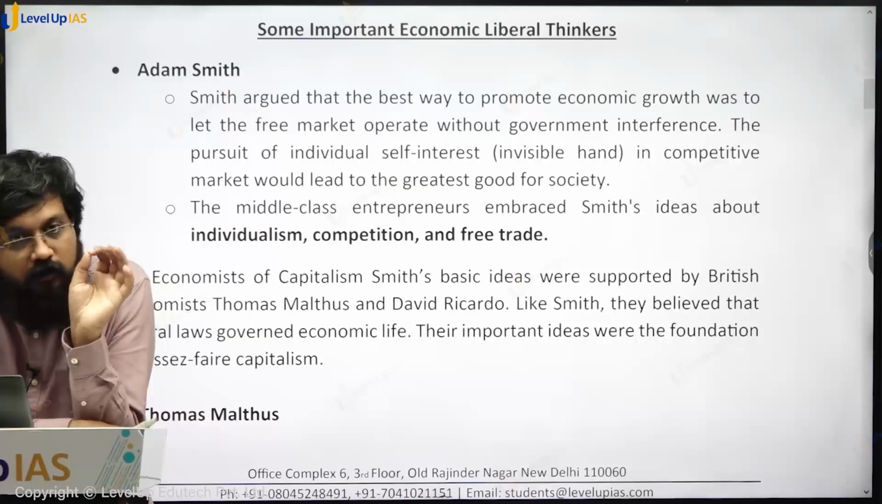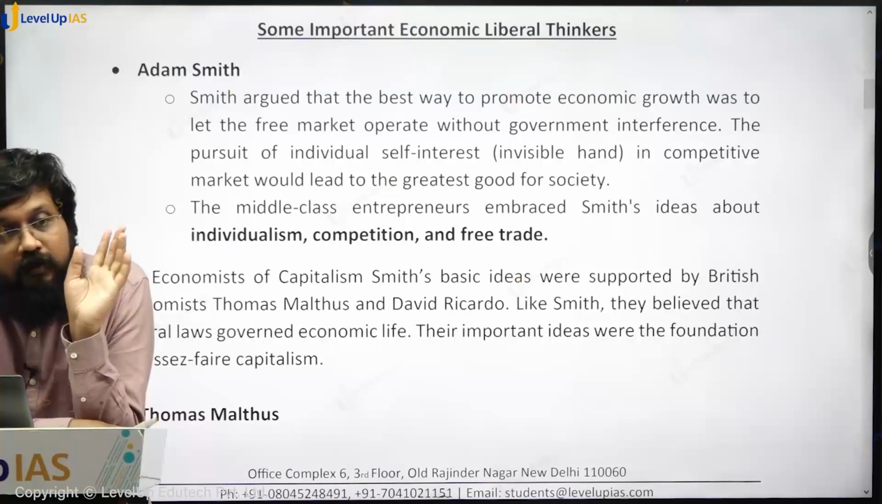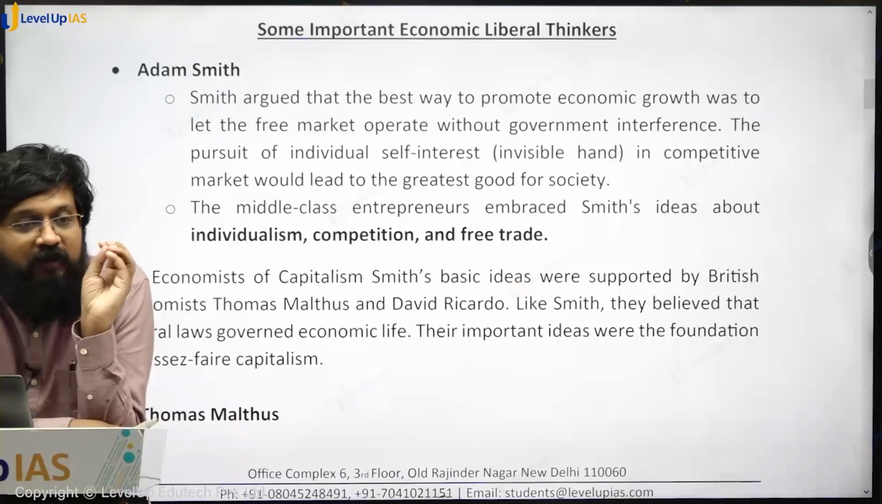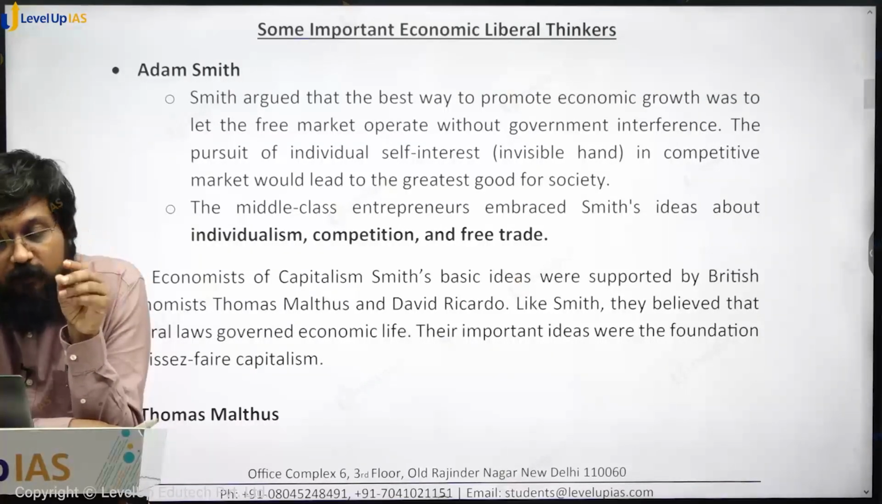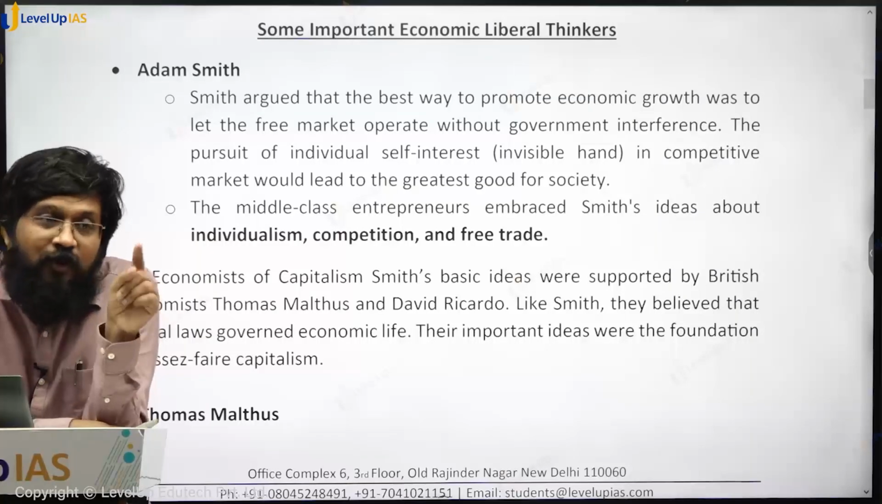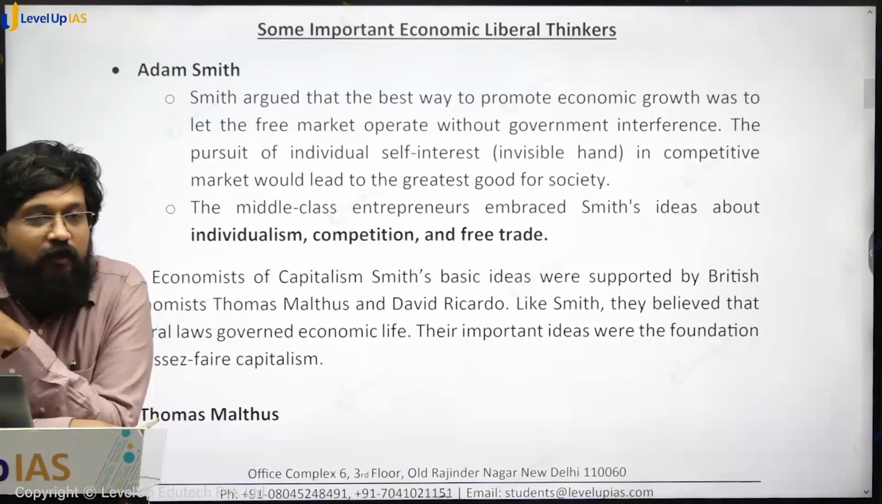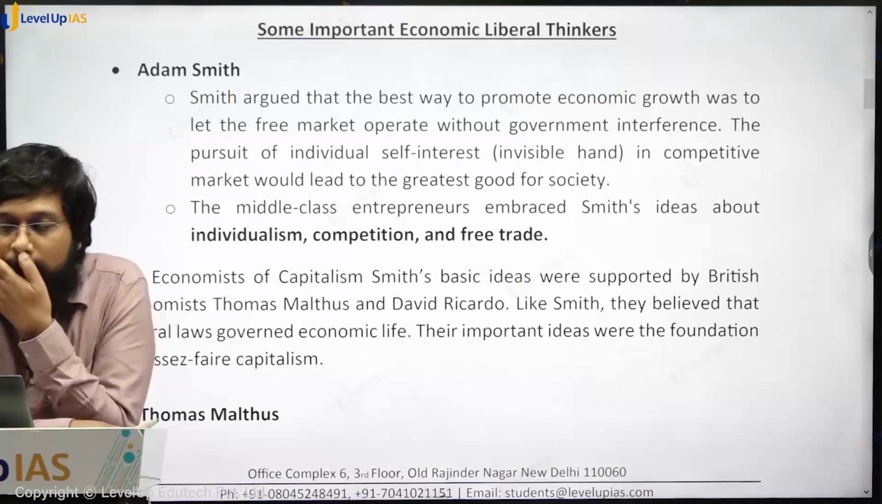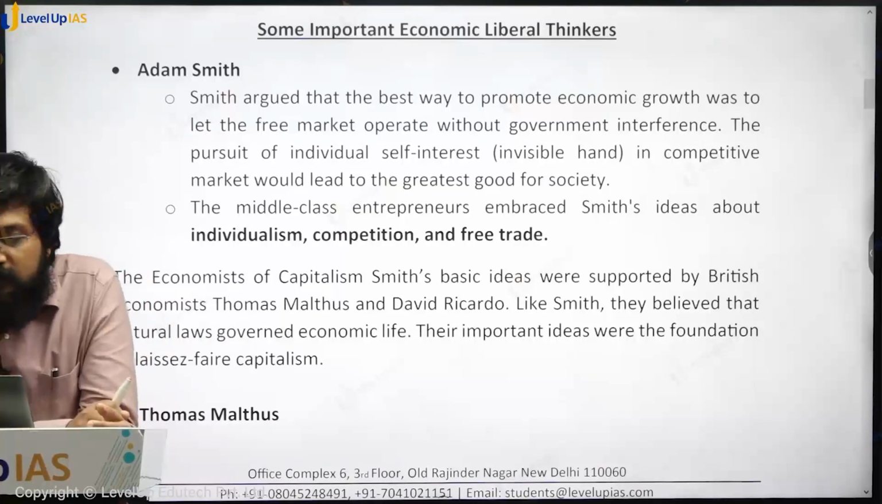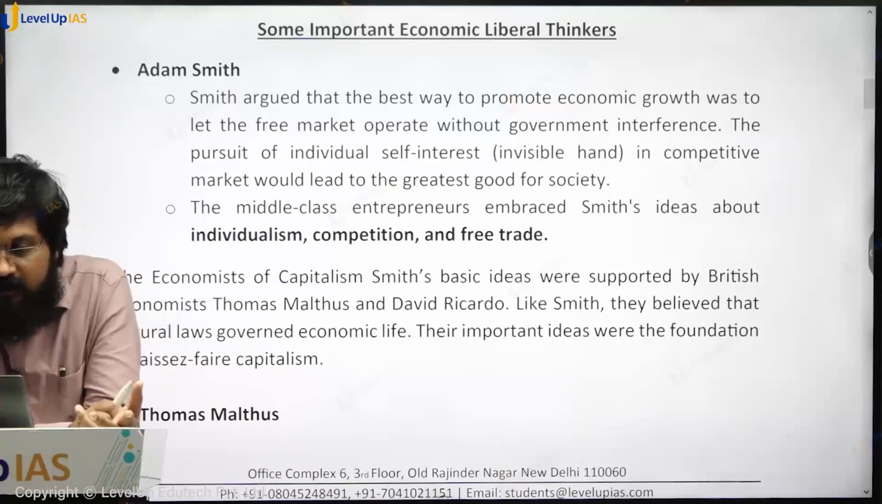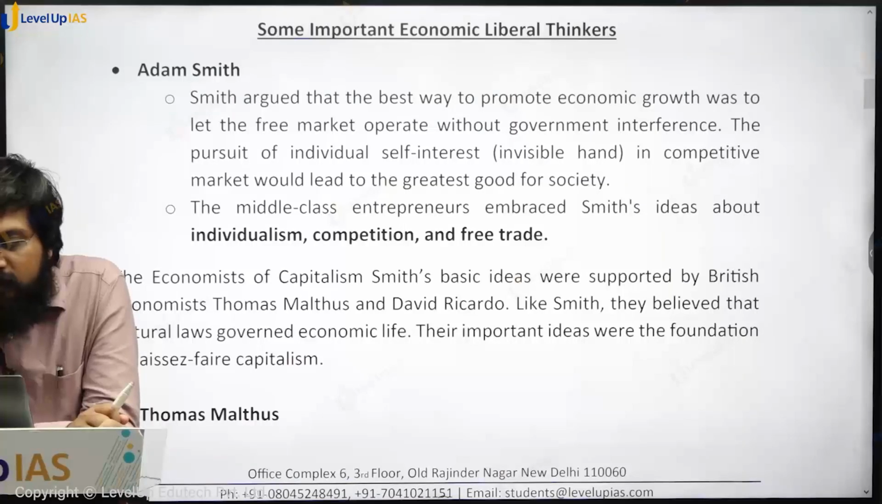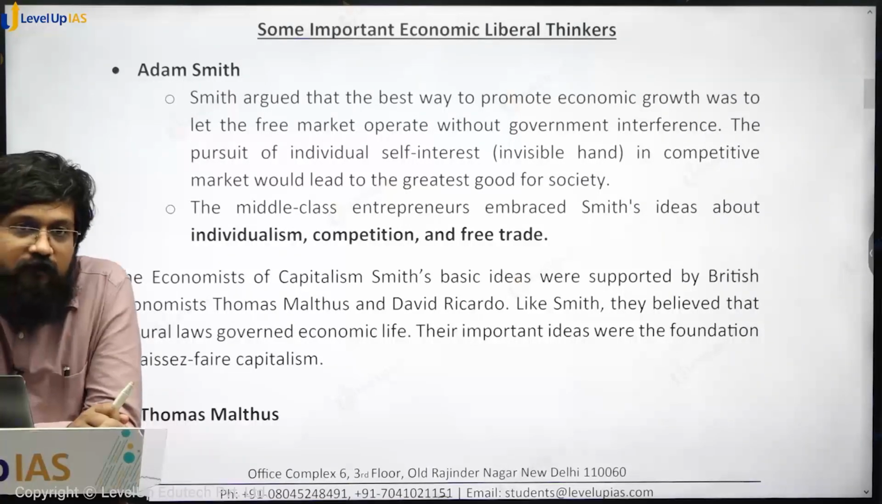We've seen his thoughts already when we saw Enlightenment, if you remember. हमने पूरा स्मिथ को अंदर से खोल के उसमें देखा था for at least 10-15 minutes. तो यहाँ पे not go in the detail because we are not in 1770s anymore. We're in 1820s and 1830s. हम 50 साल आगे की गाड़ी देखते रहे. तो स्मिथ को उसमें टच अप कर रहा हूँ. So the pursuit of individual self-interest, the invisible hand, in a competitive market would lead to the greatest good for the greatest society.